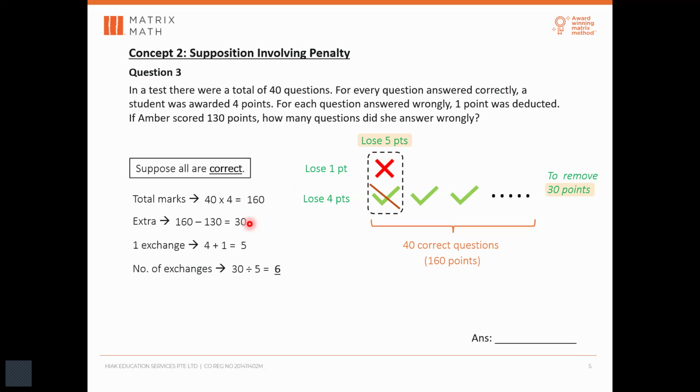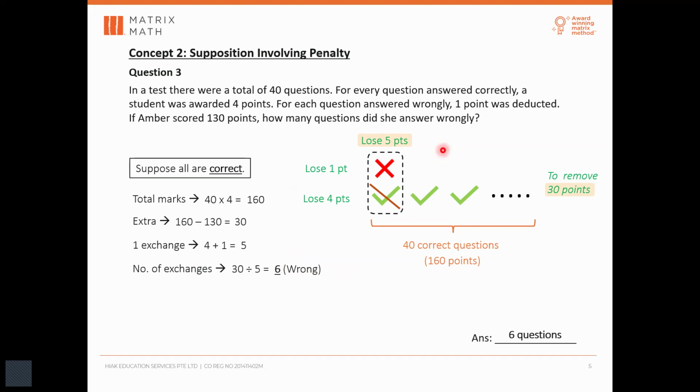6 times, what am I exchanging? I'm exchanging from 1 correct to 1 wrong. So effectively, every exchange, I'm putting in 1 wrong. I do this 6 times, it means that there are 6 wrong. Okay, then go back to the question. Are they asking for correct or wrong? So this one, they say how many questions did she answer wrongly? Then I know my answer is 6. So if I start off with correct, I'll end up with the opposite, which is wrong.